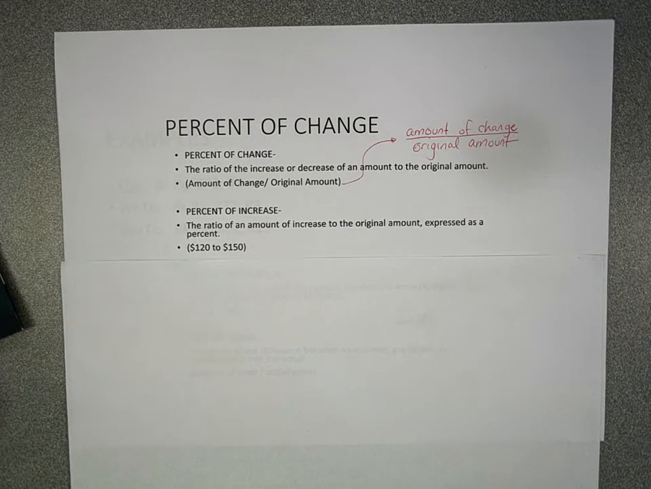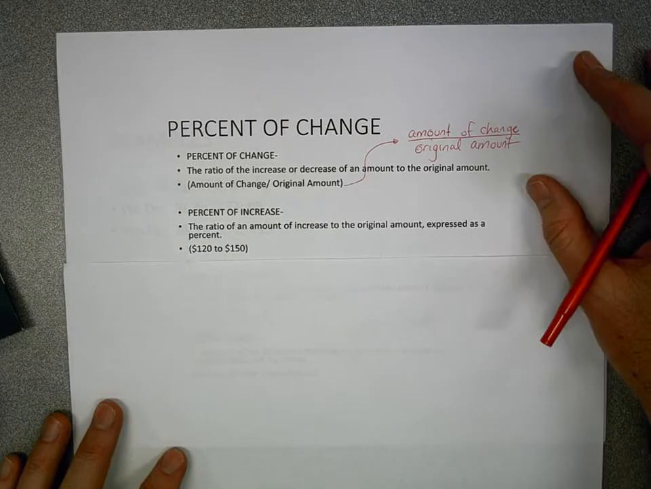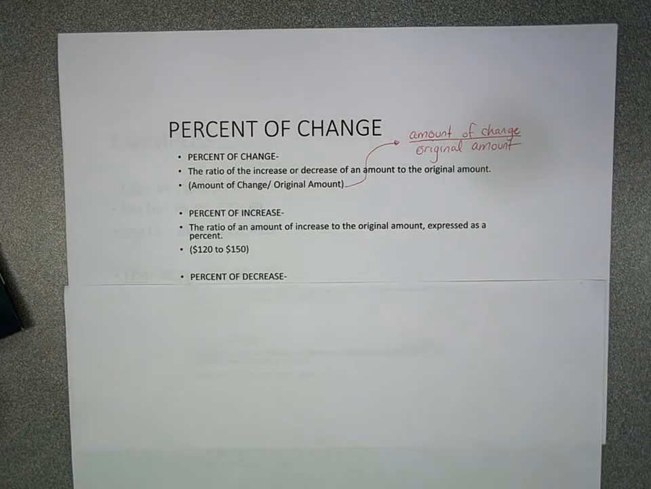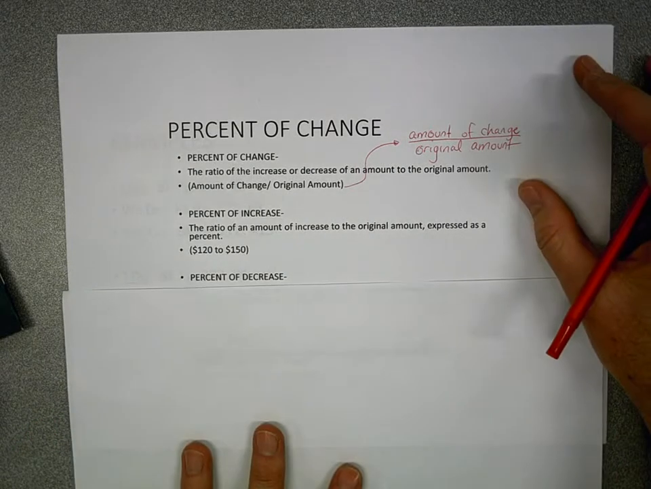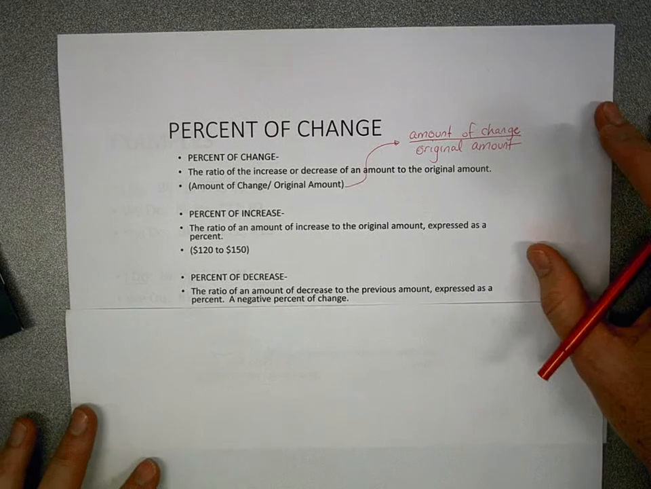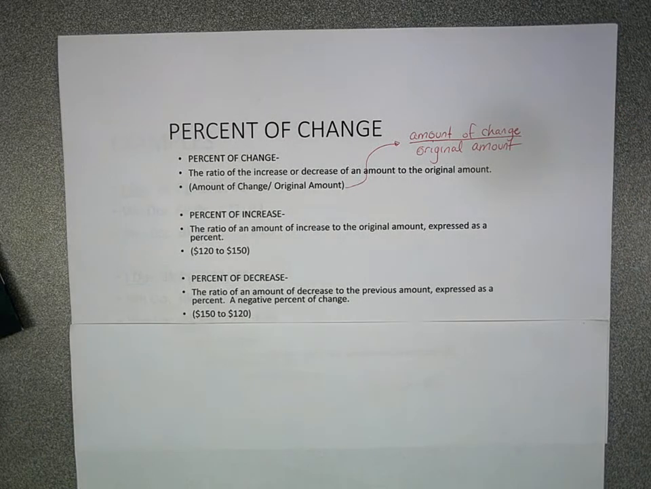If you're using common sense, you probably know the other percent of change is a percent of decrease. Everyone? Percent of decrease. This is the ratio of an amount of decrease to the previous amount. It's expressed as a percent, and your book adds that it's a negative percent of change, basically meaning it's going down. So in your little box, it's going the opposite way. It starts at $150 and then goes down to $120.